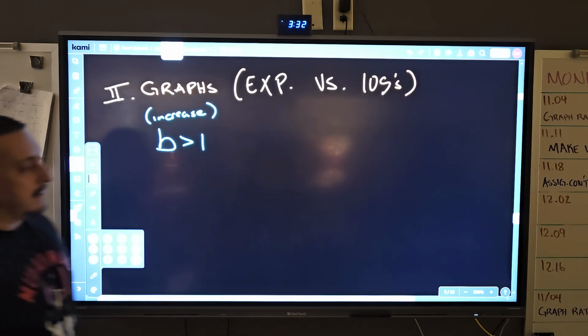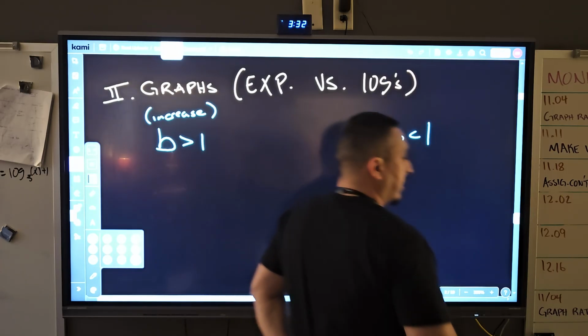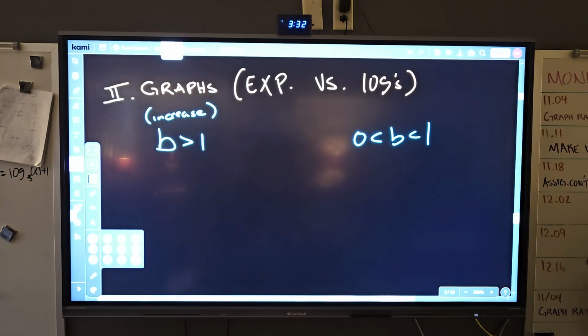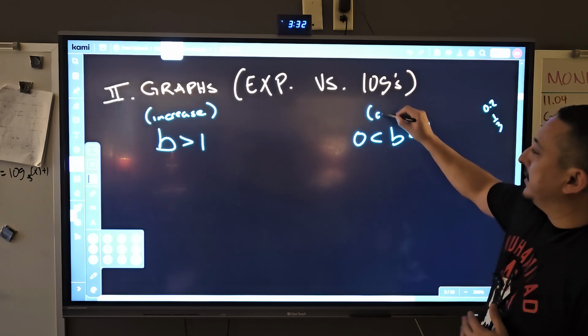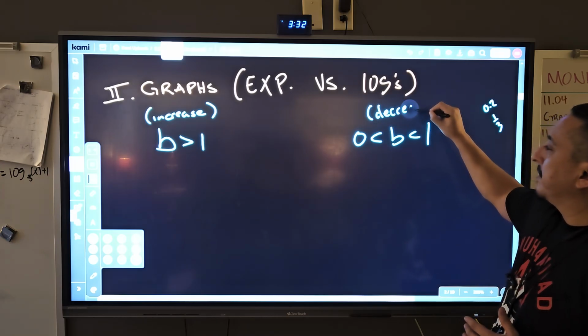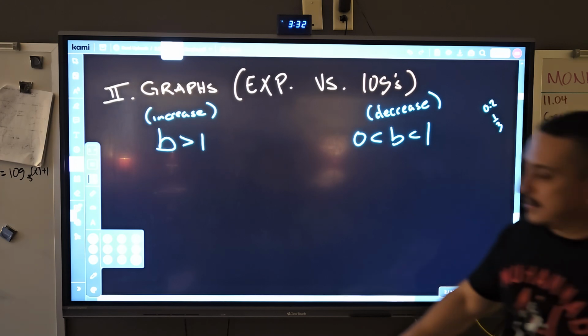Okay. The other scenario is b between 0 and 1. Again, that includes your decimals and your fractions. And the opposite happens: instead of increasing, you will decrease. Okay, so first, let's do exponential.